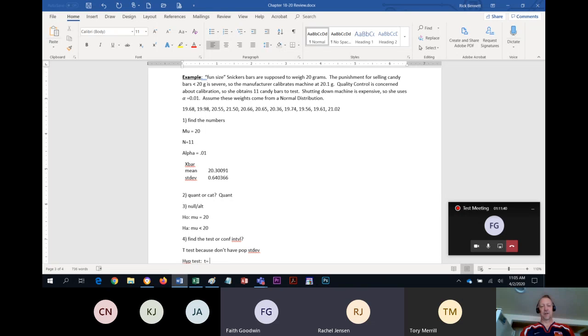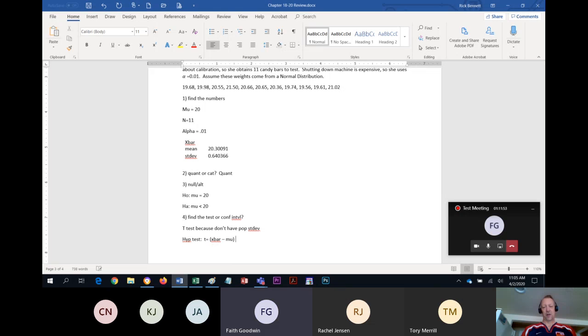It's t equals x bar minus mu divided by sample standard deviation divided by square root n. And sample standard deviation is what letter? S. It's S. That's why I asked that question, because I want to make sure you guys know. S divided by the square root of n.